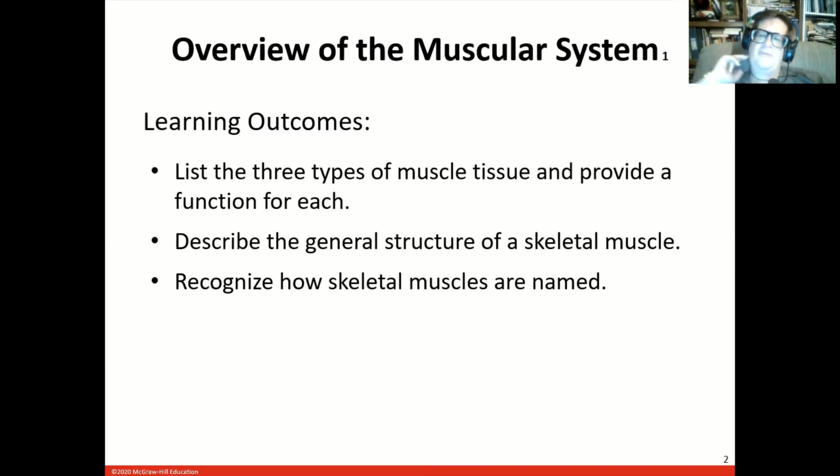sternocleidomastoid, named for the sternum where it attaches here, and the mastoid process of the skull where it attaches here. You have one of those on each side. They help with things like pulling the head downward or turning the head. Turning the head would be if you tighten one muscle but not the other one.